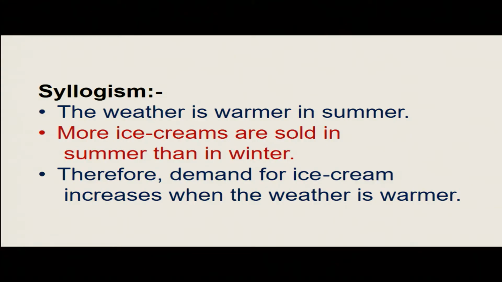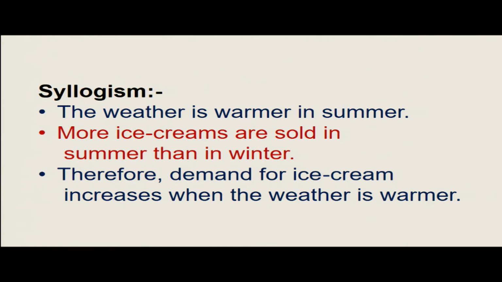We state the regularity as a proposition, and perhaps it is a causal regularity, and we go out and we test it. We might do so in terms of formal logic as a syllogism. So here is a simple syllogism. The weather's warmer in summer, more ice creams are sold in summer, therefore there is a causal relationship. People buy ice creams because the weather is warmer, and it seems a perfectly reasonable assumption.